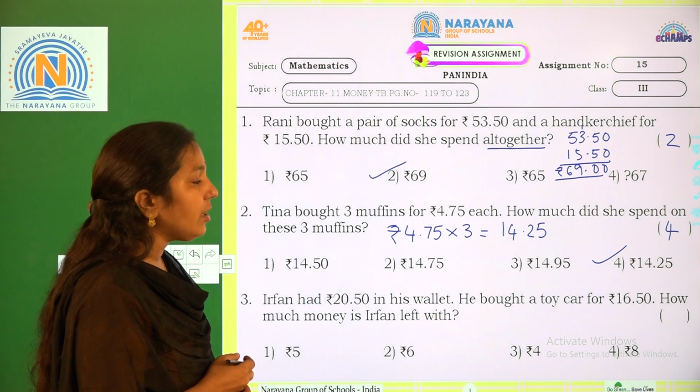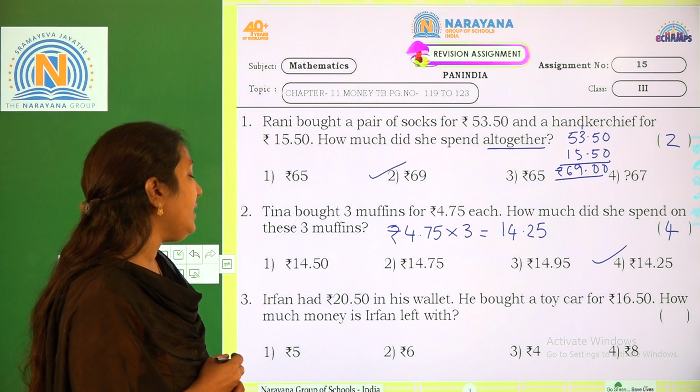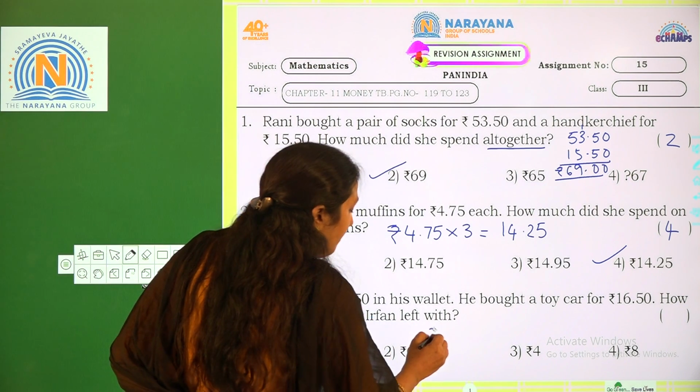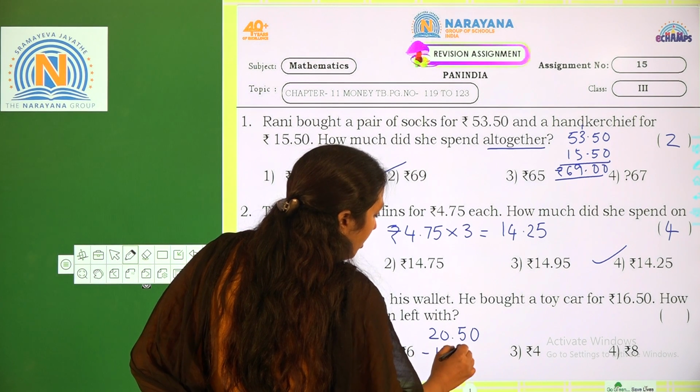Next one. Irfan had 20 rupees 50 paise in his wallet. He bought a toy car for 16 rupees 50 paise. How much money is Irfan left with? That means total money with him minus the cost of the toy car.